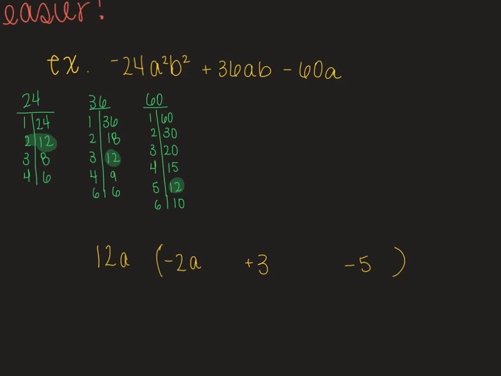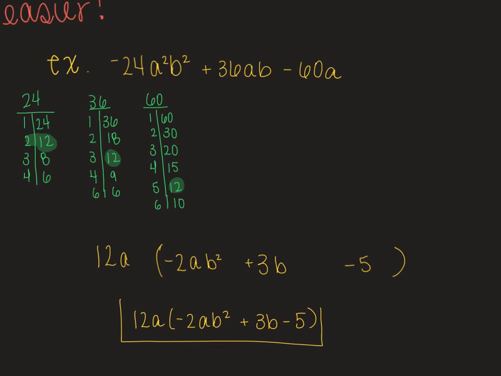Now we just need to make sure that we write all of our terms in our final answer. So we're going to be left with a b squared, with a b, and no b. This is a little spaced out, if you'd like to see it a little cleaner: it's 12a times negative 2ab squared plus 3b minus 5. Put a box around it, circle it, highlight it, but that is your final answer.